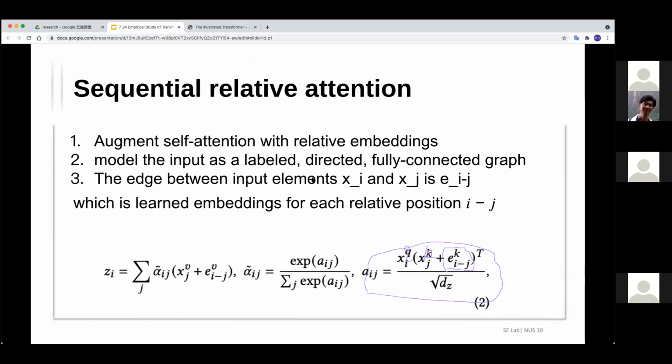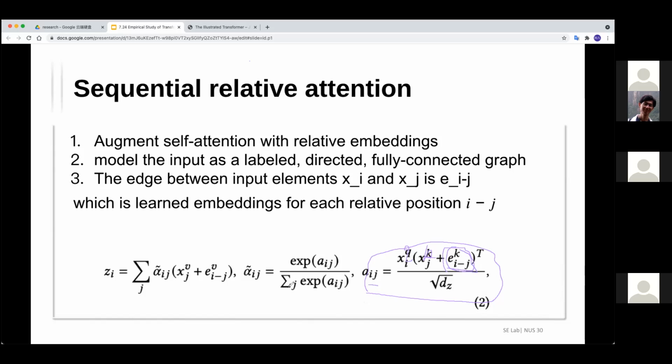Okay, so here this is the query. This is the key, and he wants to add a learned embedding for the relative position i minus j here to change the attention.